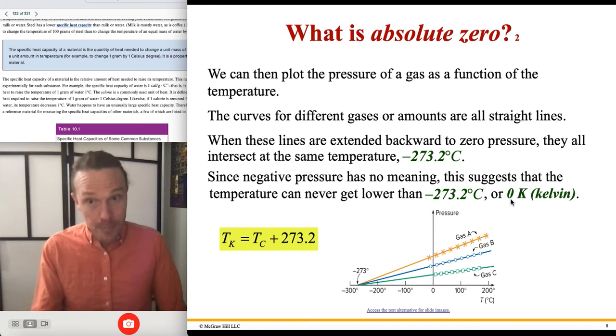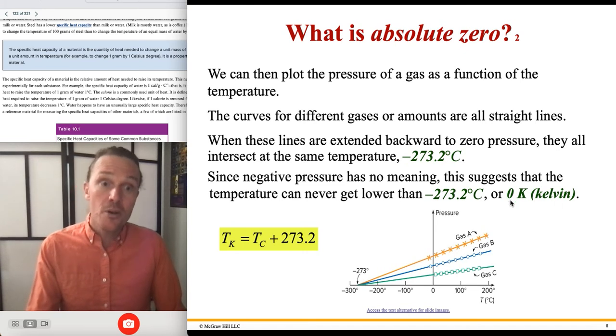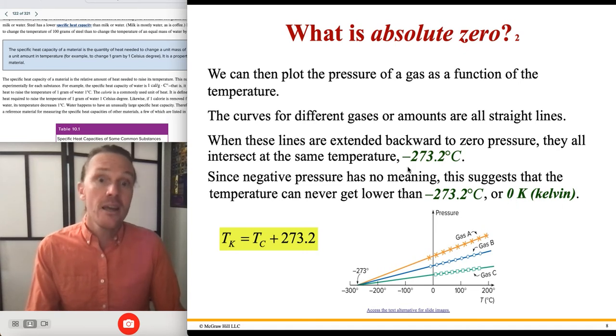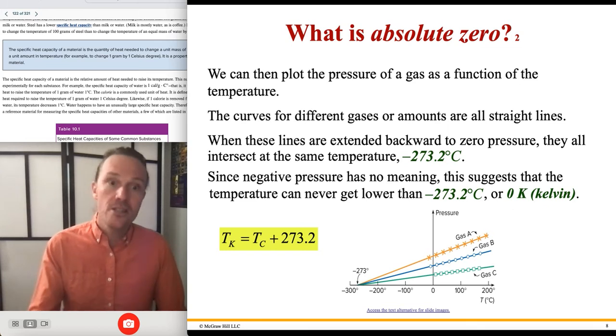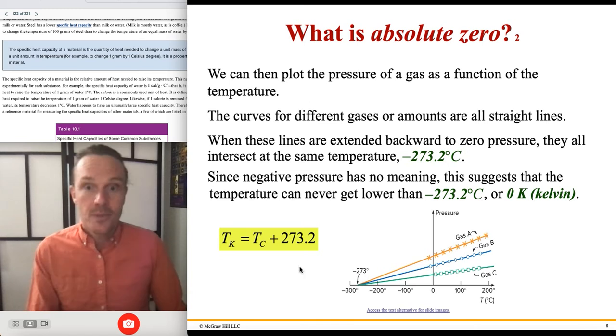The temperature scale based off of absolute zero is called the Kelvin scale. And you don't say degrees Kelvin, you just say zero Kelvin in the case of absolute zero. So absolute zero in the Kelvin temperature scale is just 0 Kelvin.